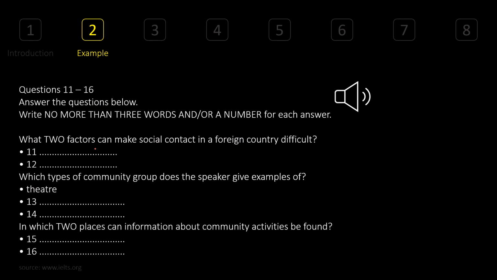This is what you see here. We have the question, what 2 factors can make social contact in a foreign country difficult? You see, this is a direct question. It could be 2 factors, it could be 1 factor. Here they have mentioned 2 factors. It could be 1 factor they might ask, but it is a direct question for short answer. Now look in the instruction, they have mentioned 3 words. So watch out for that, okay?